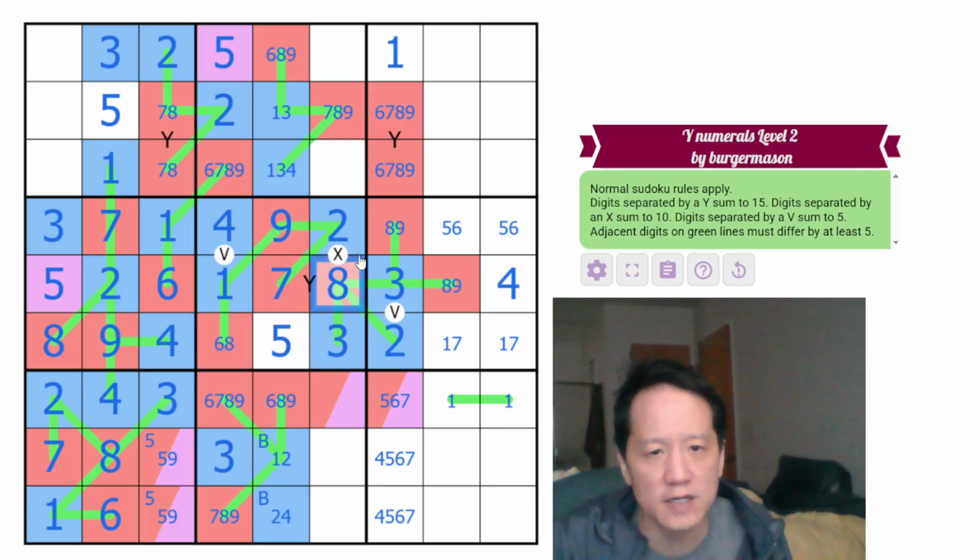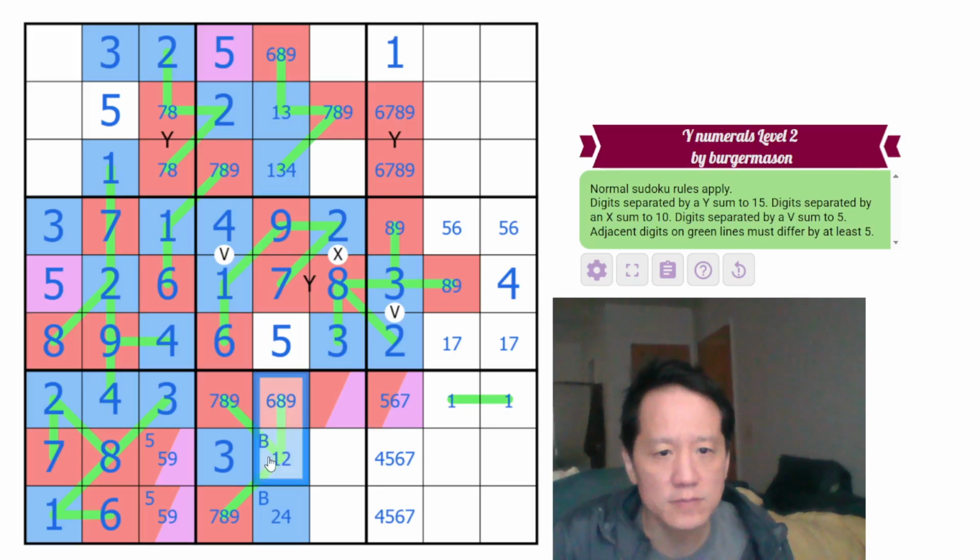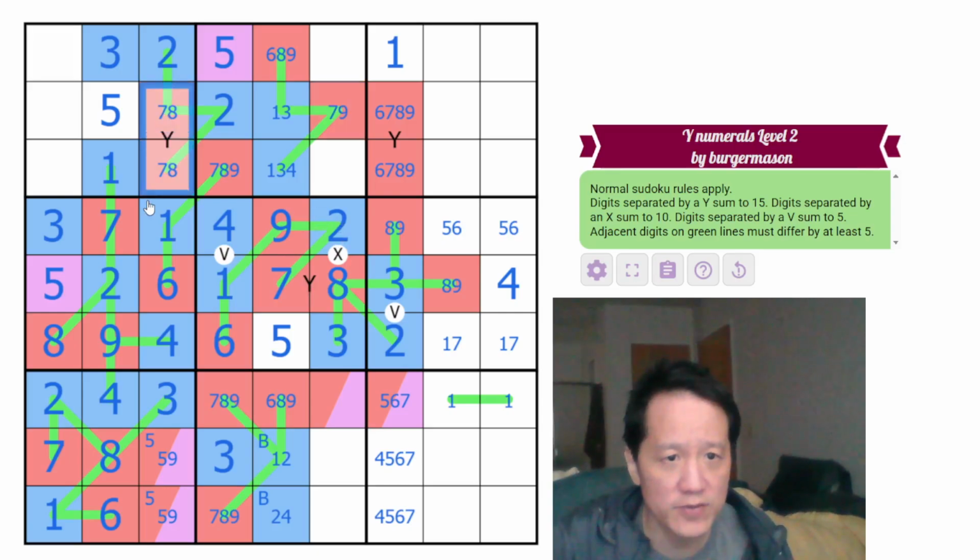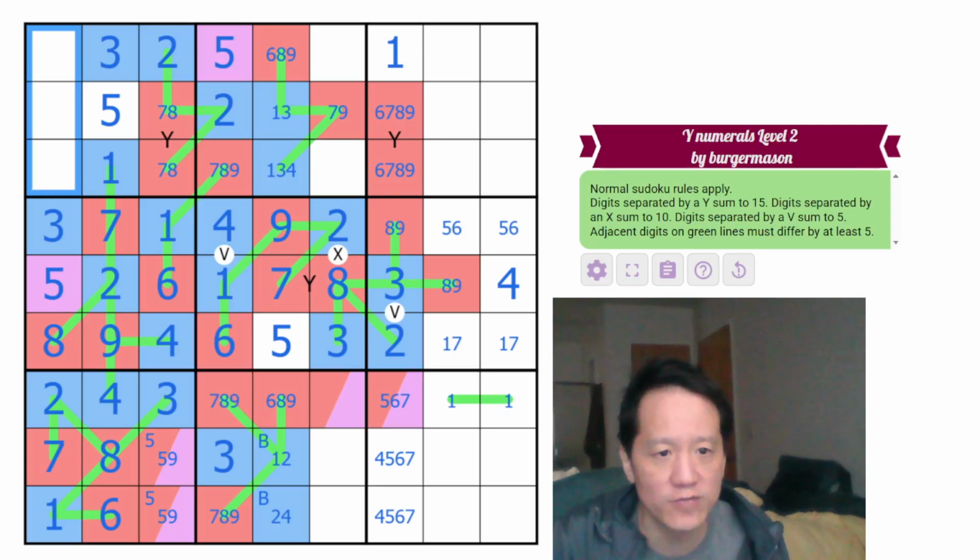This is an 8 next to, that adds up with 2 to add up to 10. This has to be a 6. This can't be 6, and it can't be 6 here. This can't be 8 anymore. So we have a 7, 8, 7, 8 pair. The remaining digits are 4, 6, and 9.